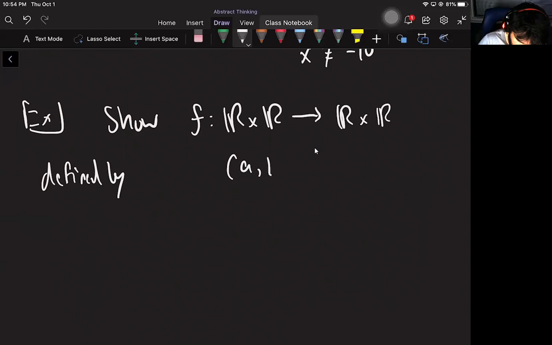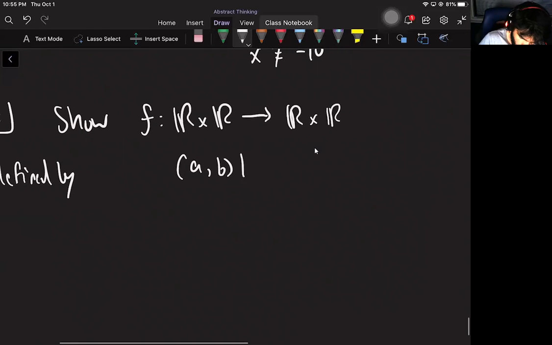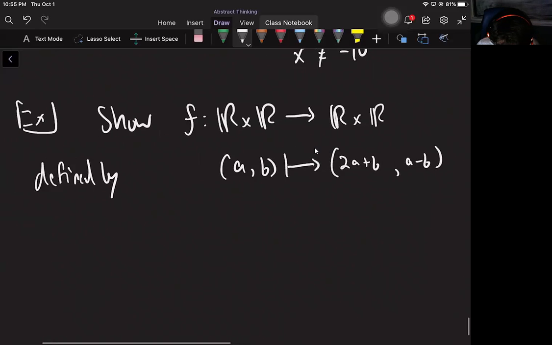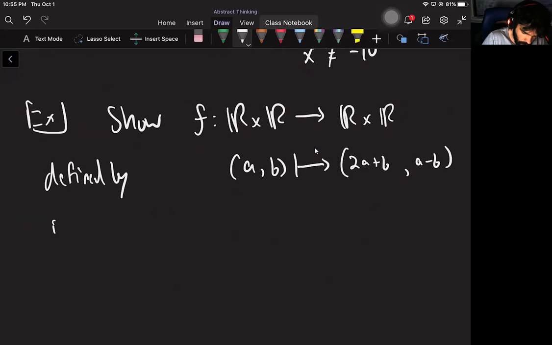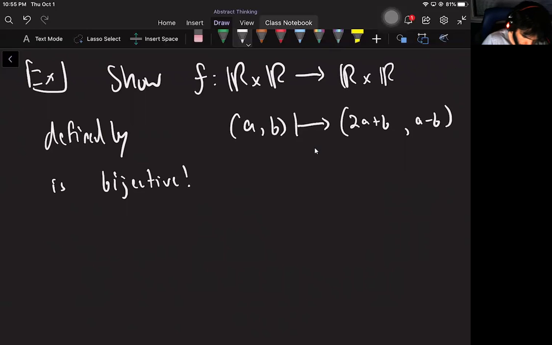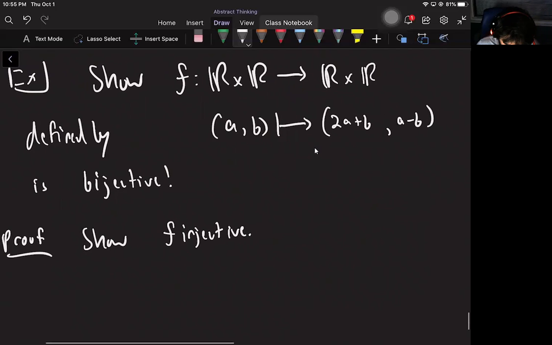So where is my ordered pair going to go? It has to go to another ordered pair. And the first ordered pair will come from doing 2a plus b. The second ordered pair will come from a minus b. So we're going to show that this is bijective. Okay, so we're going to do injective first, because that one is actually more straightforward, even though the definition is a bit more confusing.